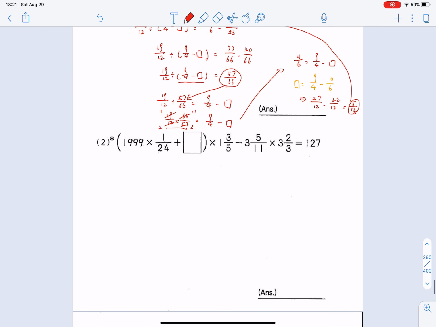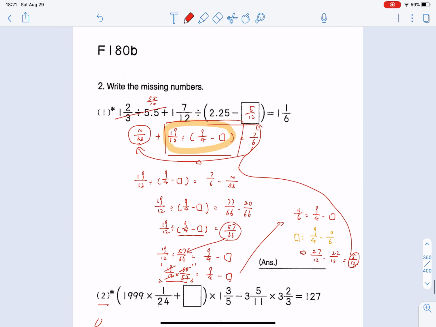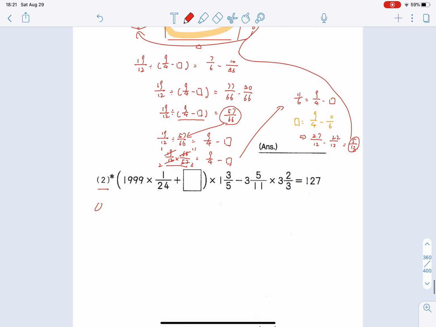And for question number 2, I want you to try it on your own. It's the same ideology. This time, this part you don't know what it is, and you're trying to figure the whole thing out. You want to punch in a number that makes the whole thing work. So you start with this whole big part here. You want to figure out the value for that big part, then you can get it down one by one.